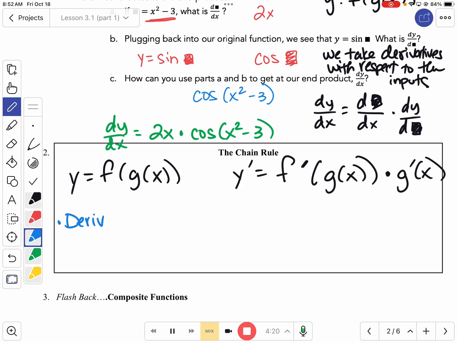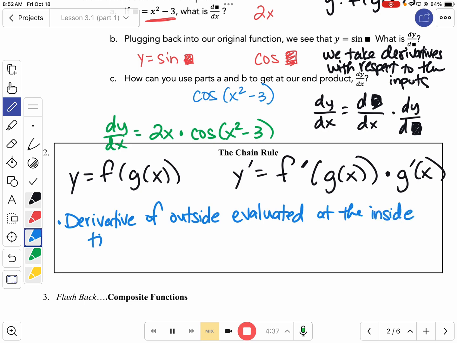So, derivative of the outside, evaluated at the inside, times the derivative of the inside. Okay, and that is the chain rule. To me, it's just kind of the top of the mountain when it comes to derivatives. It's something that we have to recognize and use a lot.